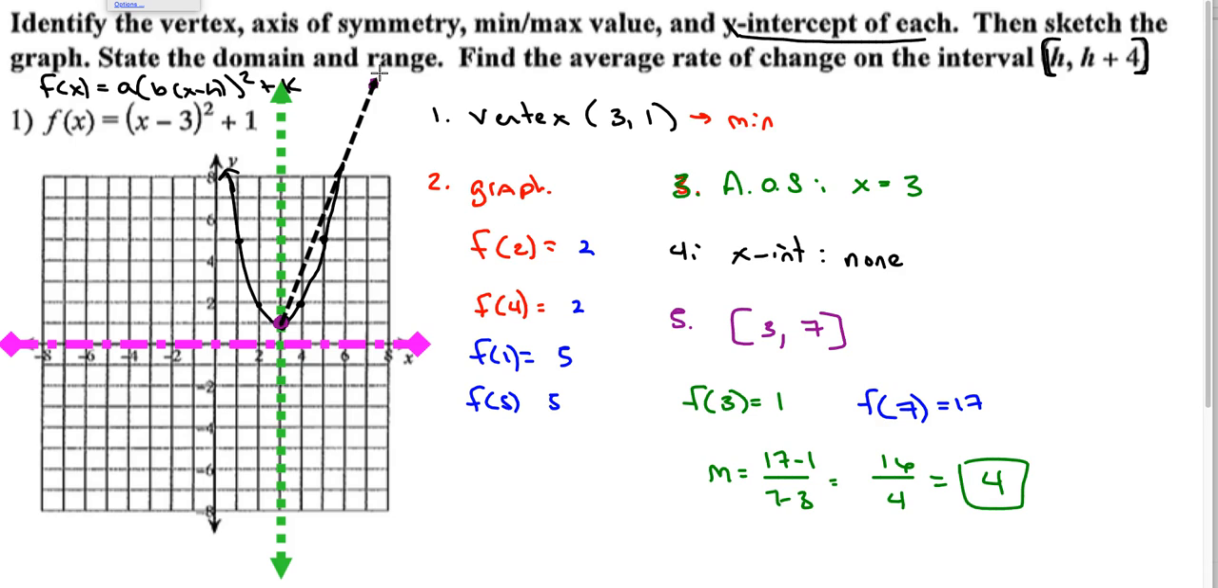Questions so far? Yep, domain and range. Yep. How do you get the 3, 7? The 3, 7. So once I got my vertex is 3, correct? Just take your vertex 3 and add 4 to it, and you get the interval of the rate of change. And you always do that for all of them.